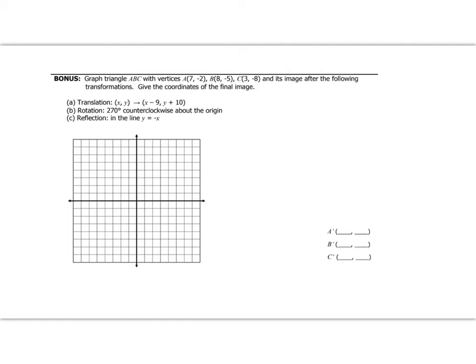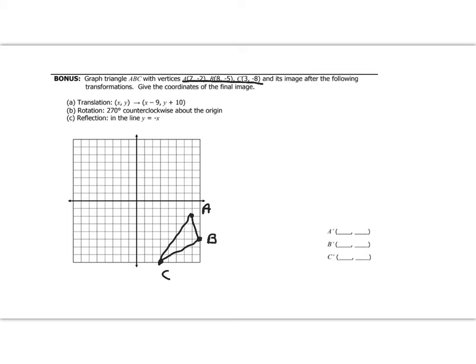So the first thing I'm going to start with is the original figure. So 1, 2, 3, 4, 5, 6, 7, -2 is A. And then 8, 1, 2, 3, 4, 5 is B. And then 3, -8. This is C. So this is my original figure.